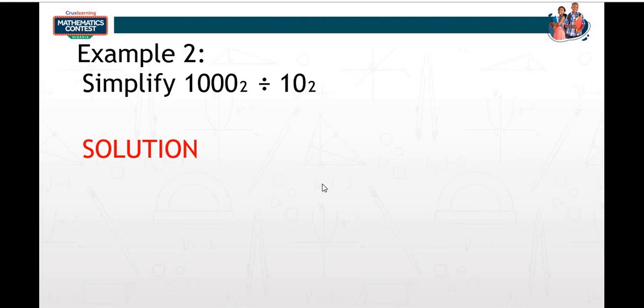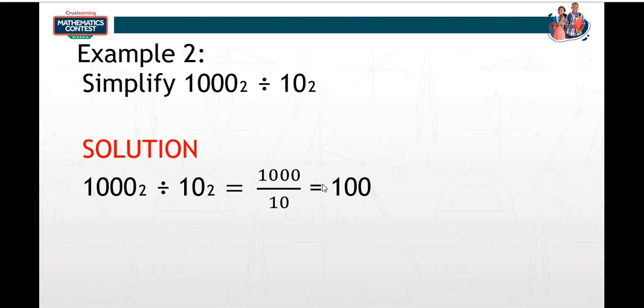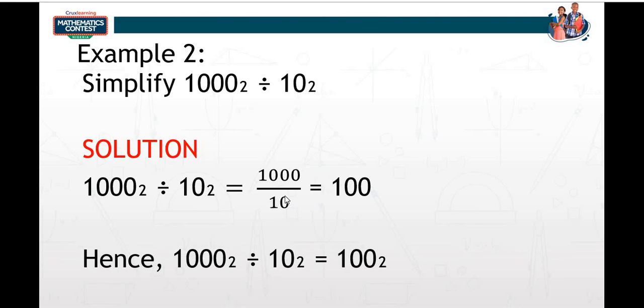Okay, here is another example. But this one is a bit easier because it's all 0, 0, 0. So we have 1000 base 2 to be divided by 10 base 2. Now this one was so easy for me because all I need to do is to just cancel the zeros. So I now put it in fractional form, just the same way you do your normal tens division in tens. So this will cancel.